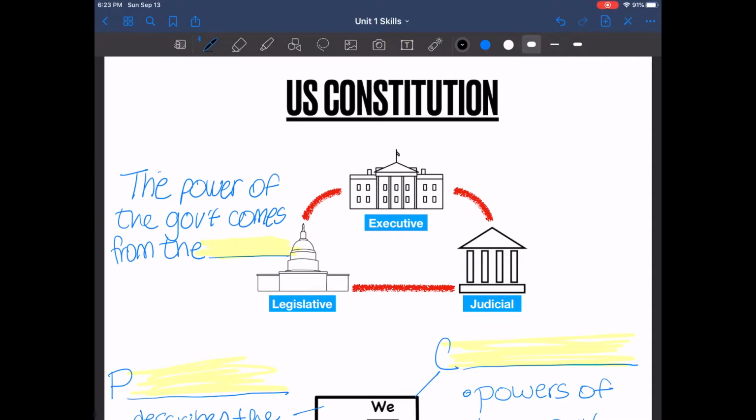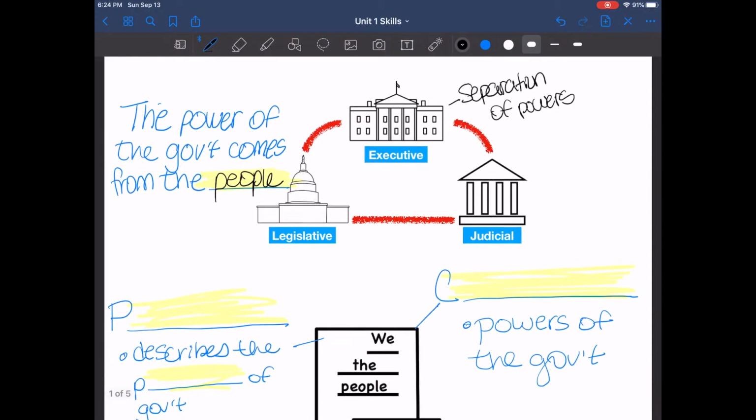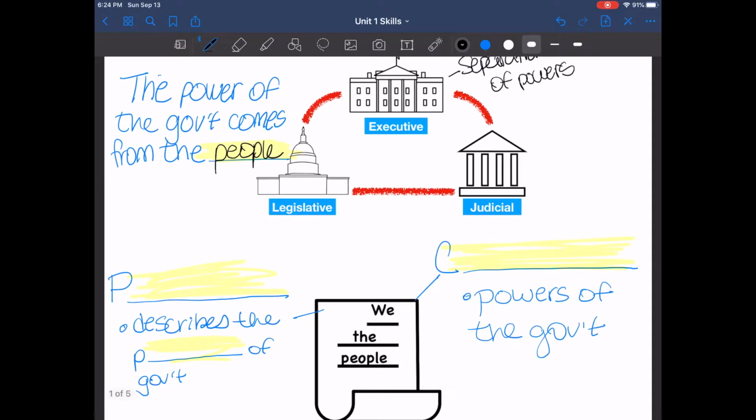So we're going to take a look at a very brief overview of the US government under the Constitution. The power of the government comes from the people. It's this idea within democracies or republics where people hold the power. Also, you'll notice in the diagram that there are three branches of government. Instead of having a king or a monarch, which was common of the time, we had three branches of power.